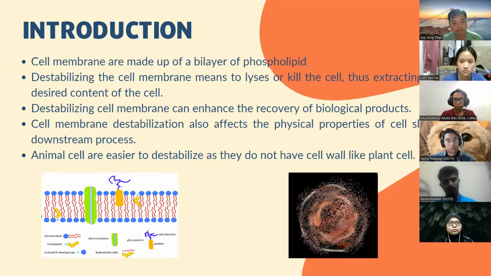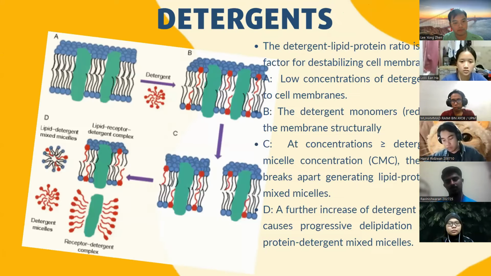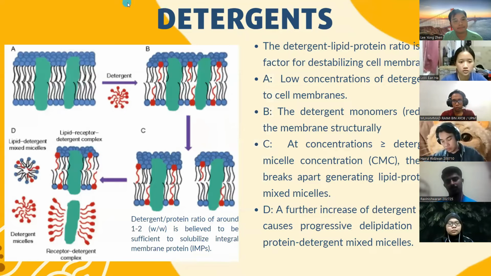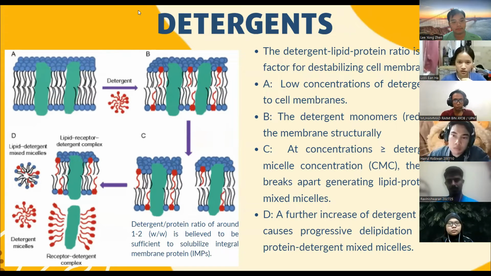In general, animal cells are easier to destabilize as they do not have any cell wall like plant cells. Now I would like to pass my presentation to my teammates for them to introduce the methods of destabilizing the cell membrane. So right now I will present about the detergents.